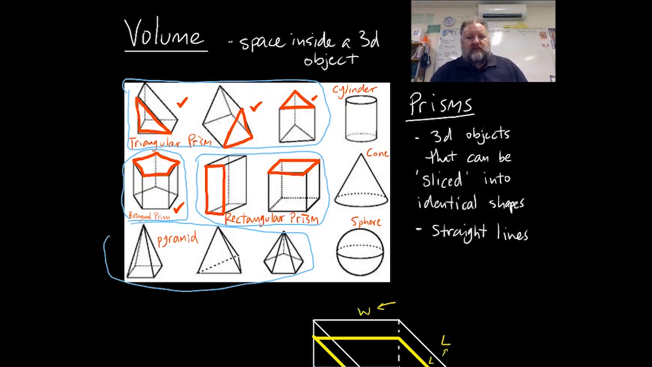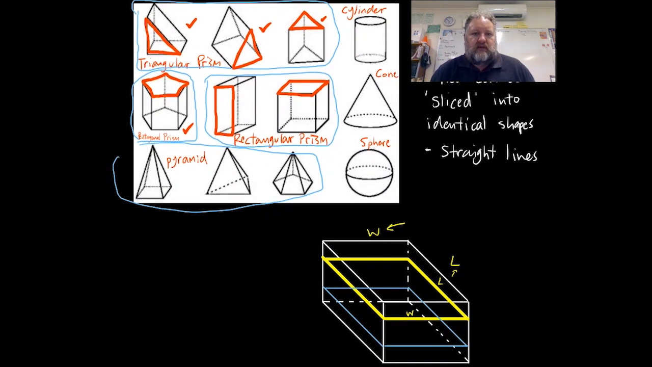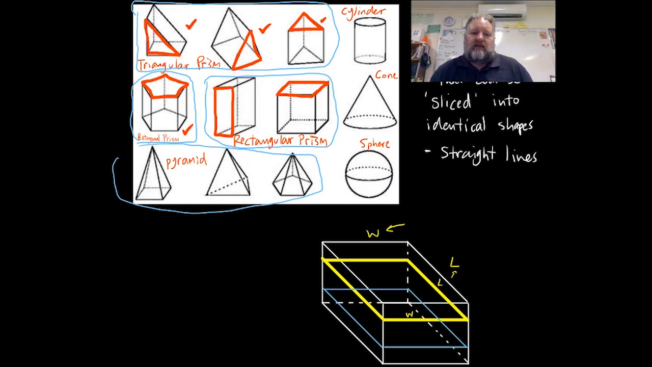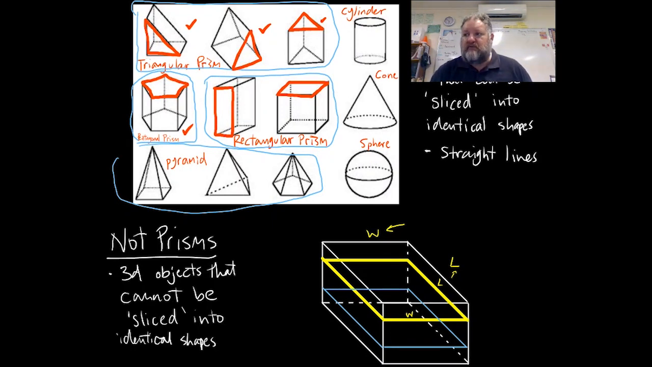Okay, so let's talk about these other shapes then. These other ones that are not prisms. They cannot be sliced into identical shapes. So what shapes up here are the ones that cannot be sliced? So all of our pyramids cannot be sliced into a regular identical shape. Our sphere cannot be sliced into a regular shape. Same as our cone, okay?